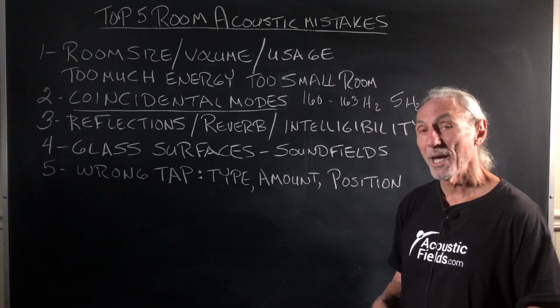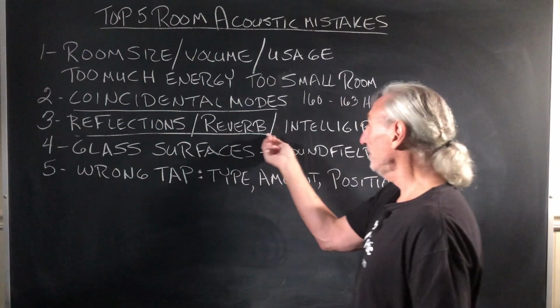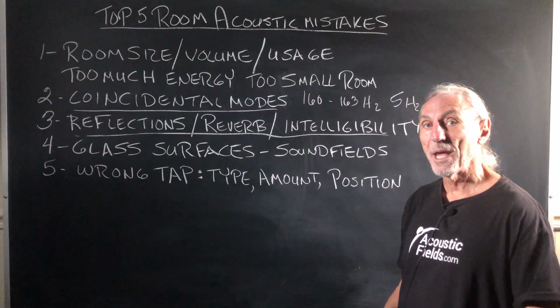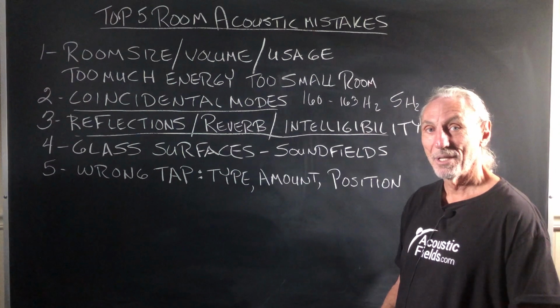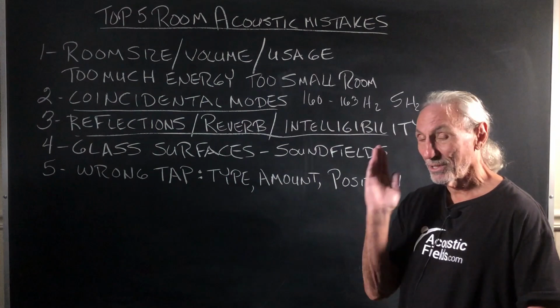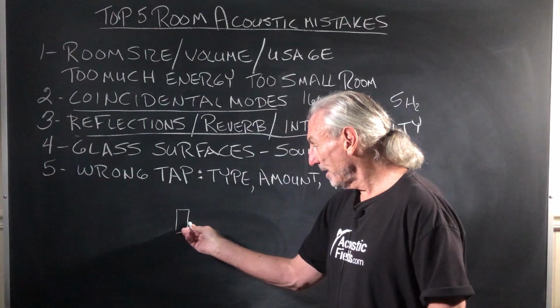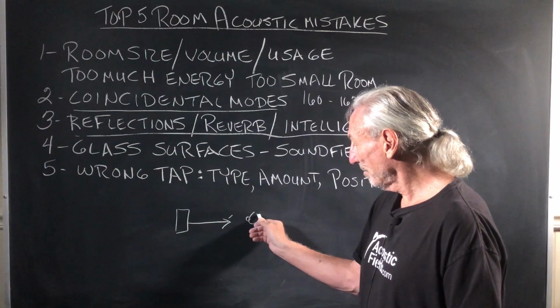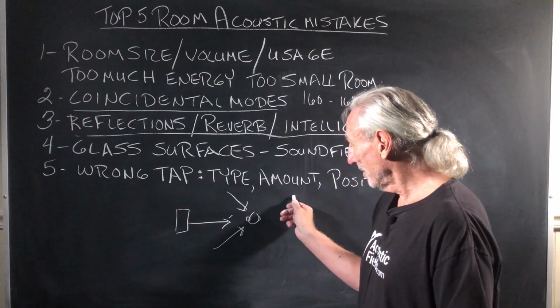Another issue we see are reflections, reverberation, and intelligibility. People don't understand that the reflections off the wall surfaces are critical to what they hear, because that's room sound. And the room is a lot bigger than your gear, a lot bigger than the diameter of your speaker, so to speak. So the bottom line here is you've got to take care of those reflections off the wall, because we want that straight line energy from source to our ears, right? That's what we want. Everything else comes from the room. It's going to be room sound.